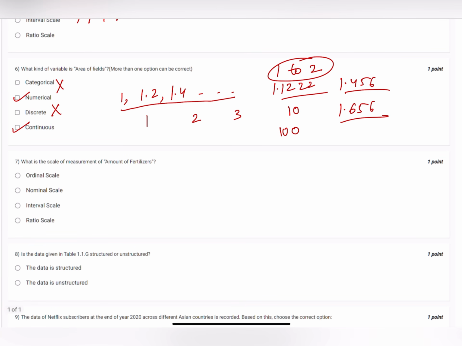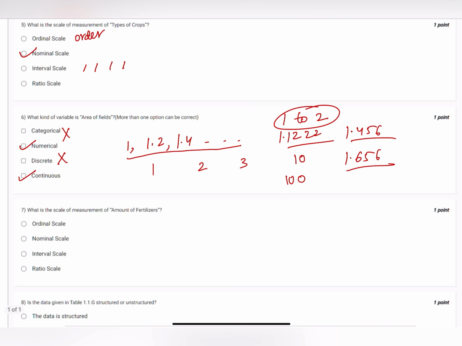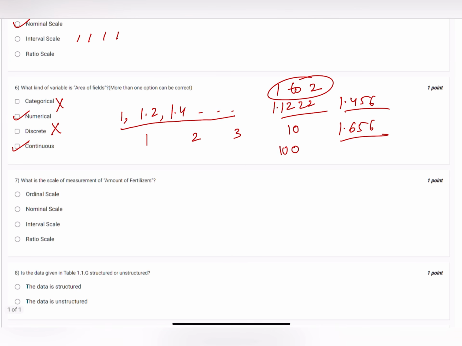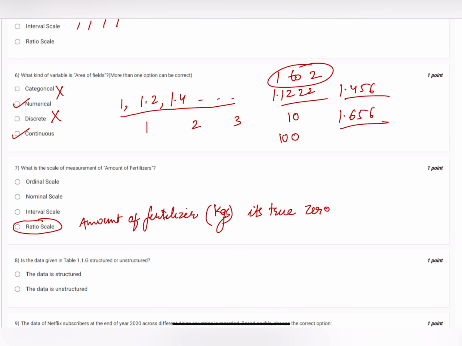What is the scale of measurement of amount of fertilizers? Now, amount of fertilizers, this is clearly numerical value. So let's see the options. Ordinal scale, nominal scale, interval scale, and ratio scale. This would be a ratio scale because if we talk about amount of fertilizers, it's in kgs. So basically, what does it imply? It's in kgs, right? So its true zero will be a zero. It will be a zero.